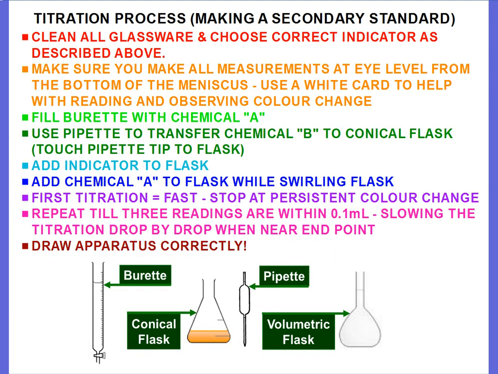Once you've chosen your indicator and everything's sorted out, then you undertake the procedure for a titration. You've done titrations many times, you've written the method up a number of times, the key steps are there to remind you of what to do. One thing you might want to make sure you can actually draw these four bits of apparatus. You need to be able to draw burettes, conical flasks, pipettes, and volumetric flasks.